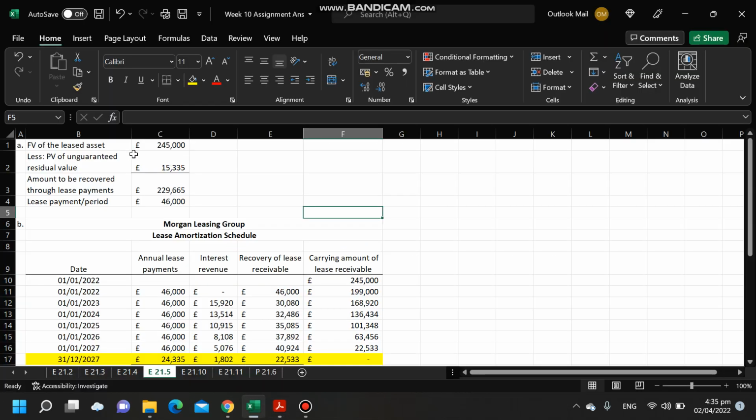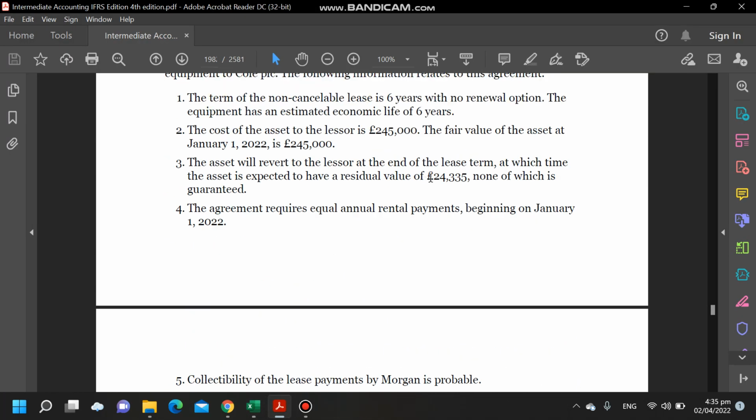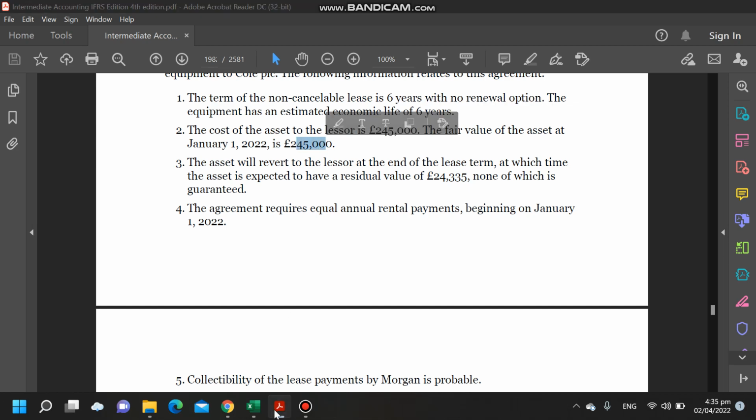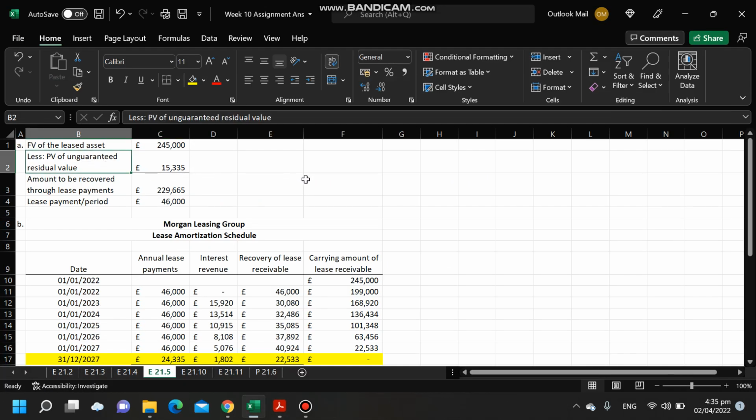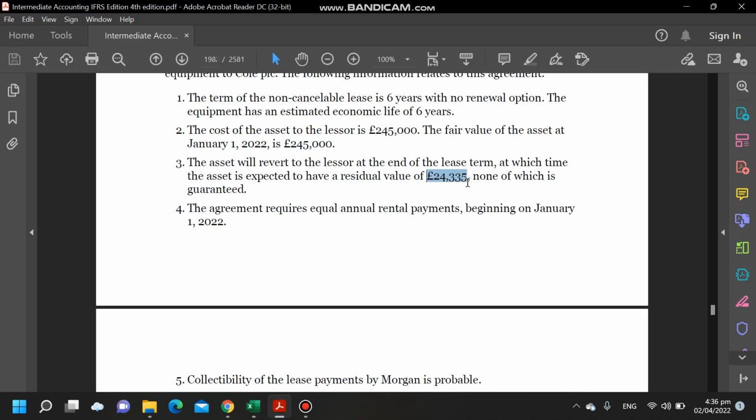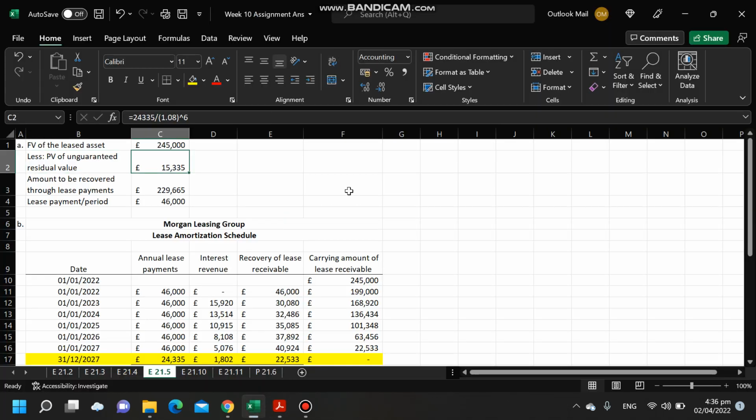Okay. So when we want to calculate the lease rental per period, first of all, we need to calculate the amount to be recovered through this payment. This equals the fair value of the leased asset, which is 245,000, minus the present value of the unguaranteed residual value. The unguaranteed residual value is 24,335. We calculate using the present value of a single sum: 24,335 divided by 1.08 to the power of 6. So the amount to be recovered is 229,665.